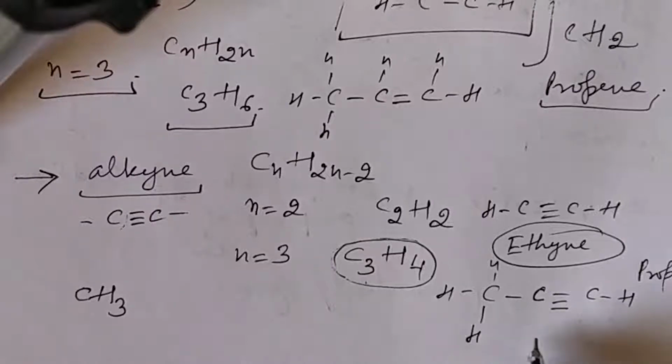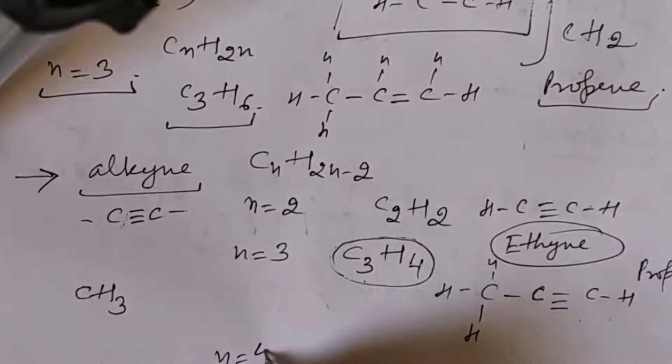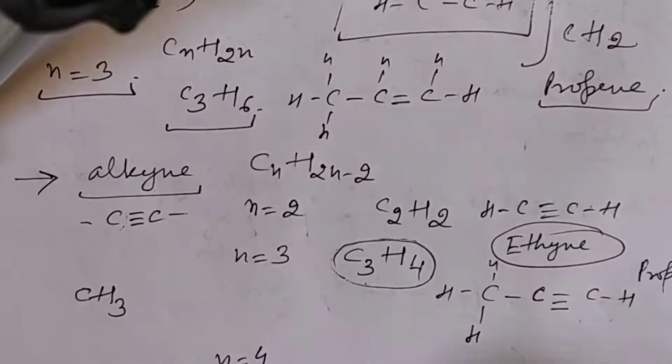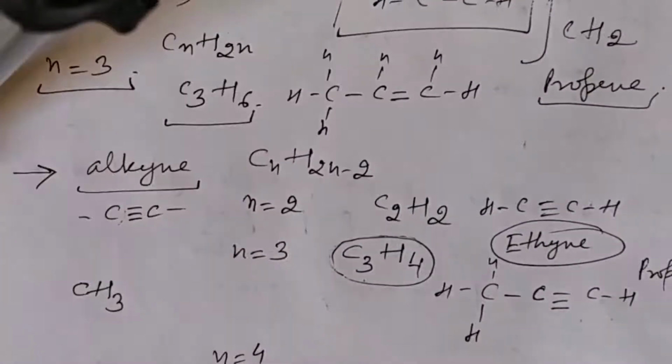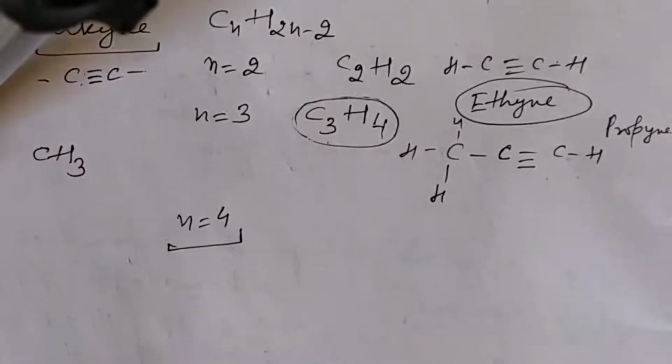Are you getting the point, students? Can you draw the next structure? Try to draw the next structure. Yes, everyone can draw here. Take the example of n equal to 4 and write down the structure. Comment and try to answer whether you have written the correct structure or not.